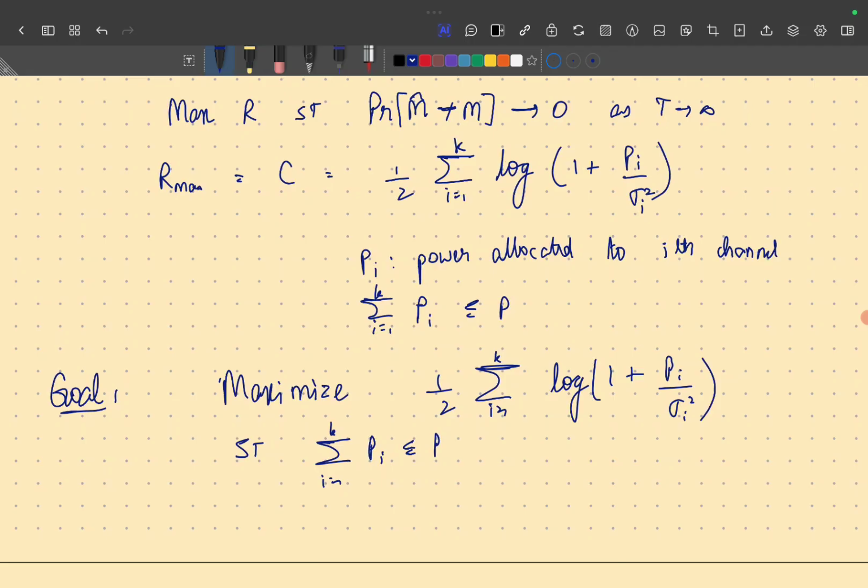So if I have a large sigma i, how should I choose Pi? Pi should be lower than sigma. Okay.